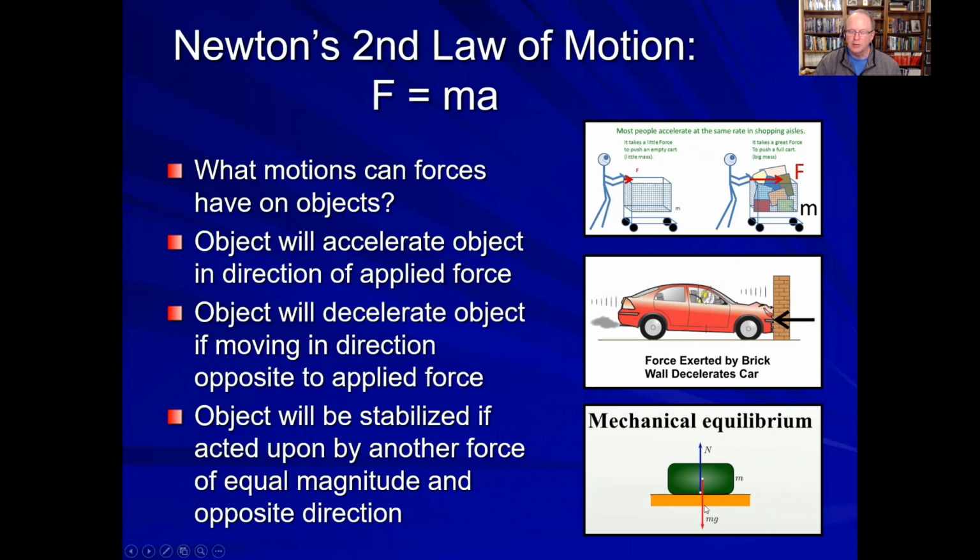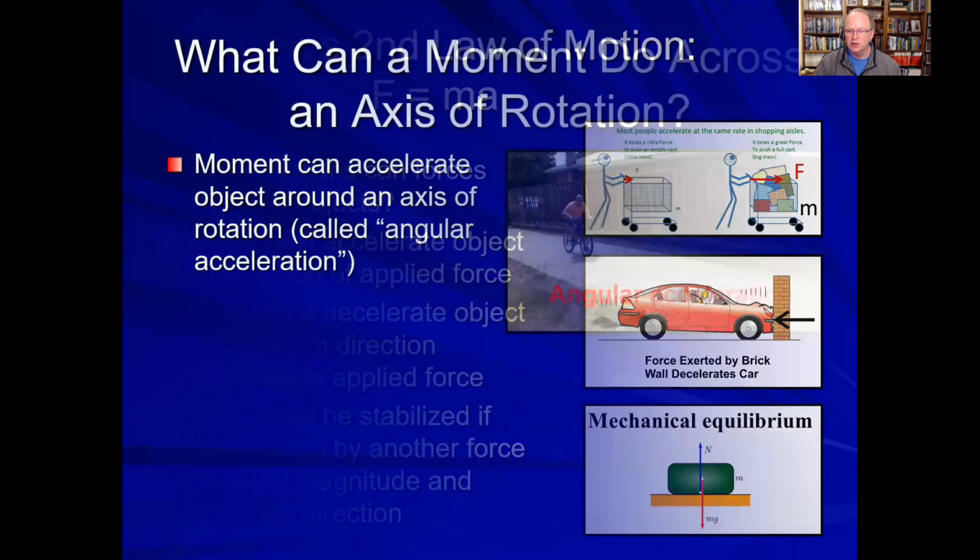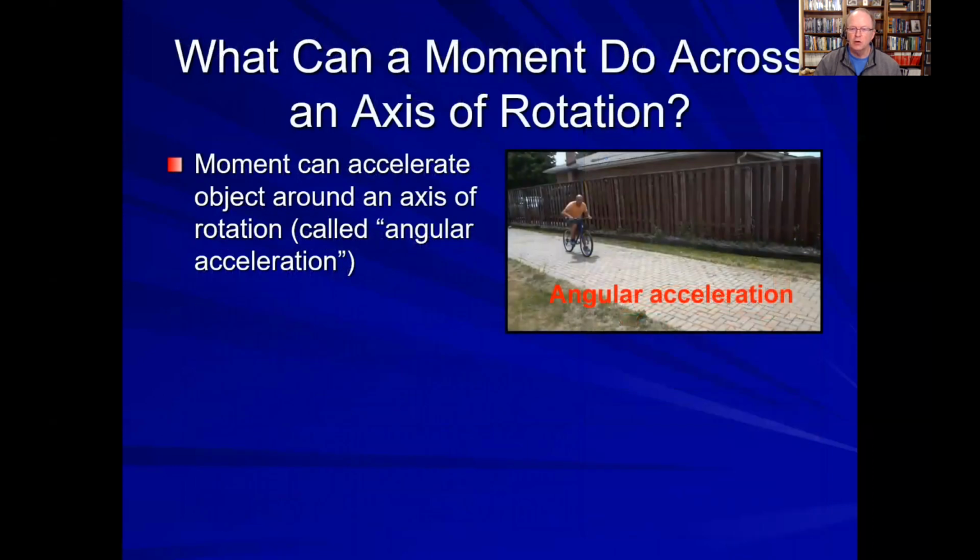These two forces are exactly equal. They're exactly opposite in direction to each other, and because of such, this produces an equilibrium, both a translational and rotational equilibrium, which is going to stabilize this object. So this is an important concept to understand, that these equilibrium situations that we have in our daily lives and also in our bodies can produce stability. So let's progress on to what a moment can do across an axis of rotation.